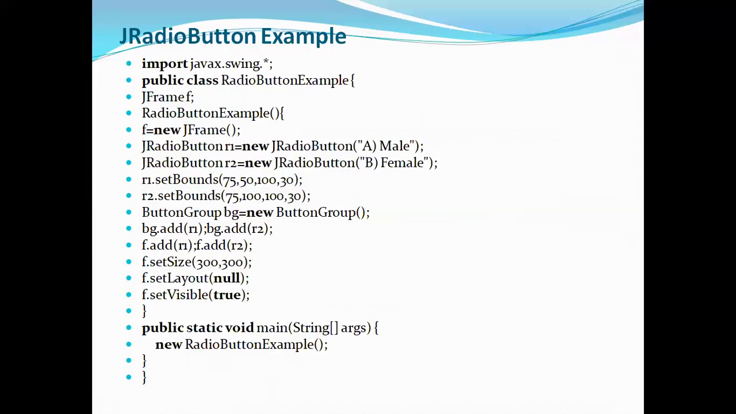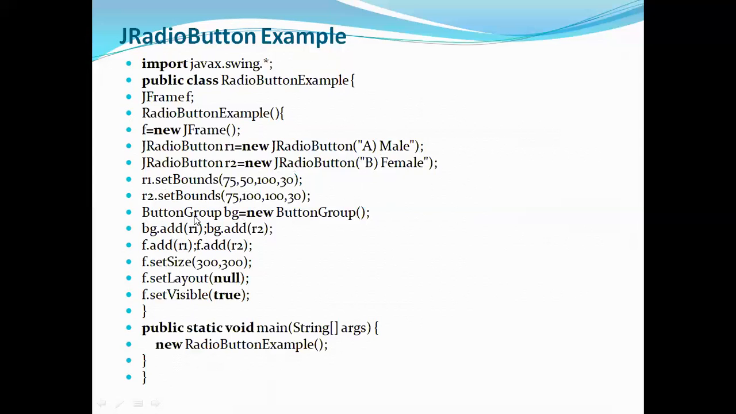Same thing, we have imported the package. Now I've created a frame equal to new JFrame, and I'm creating two radio buttons by creating objects for JRadioButton. So JRadioButton r1 is equal to new JRadioButton, and the name of the first button is Male, and similarly for r2, Female. So two radio buttons I've created. Now I'm setting the bounds for r1 and r2.